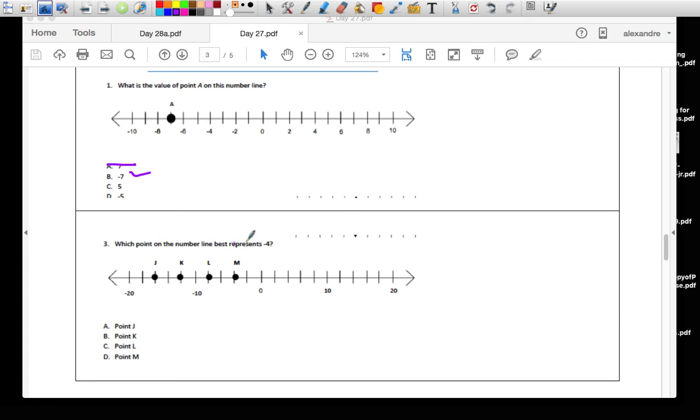What point on the number line represents -4? Okay, so notice this number line does not go by ones. It goes by twos. Let's see. 0, 2, 4, 6, 8, 10. Yes, it goes by 2. So we want -4, so we're going the other way. 0, -2, -4. And that is point M. Okay? Easy.